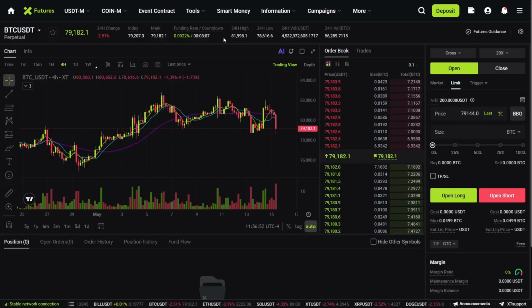The countdown shows you when the next funding payment happens. Most exchanges use 8-hour blocks. If you're holding a position when the timer hits 0, you'll either pay or receive the funding fee depending on if the rate is negative or positive.